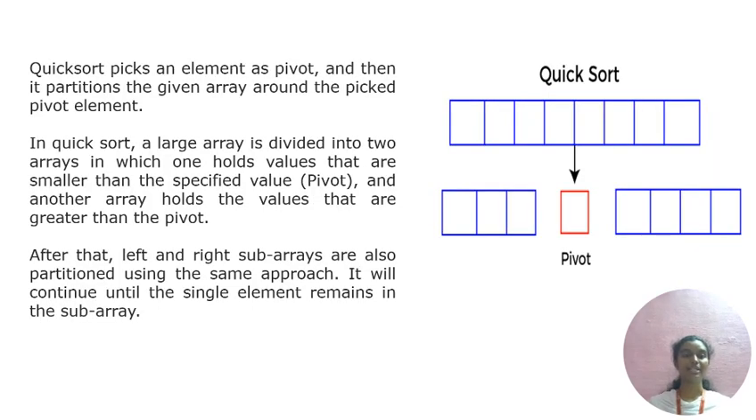Quicksort picks an element as pivot and then it partitions the given array around the picked pivot element. In quicksort, a large array is divided into two arrays, in which one holds the values that are smaller than the specified value, which is nothing but the pivot, and the other array holds the values that are greater than the pivot. After that, the left and the right subarrays are also partitioned using the same approach. It will continue until a single element remains in the subarray.